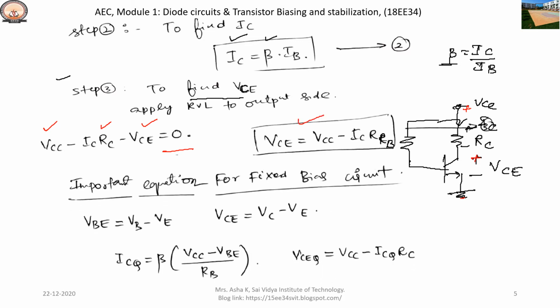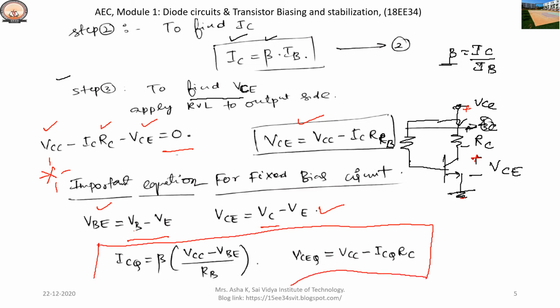Then the important equations you have to remember here are VBE is equal to VB minus VE, the base terminal voltage minus the emitter terminal voltage. Then VCE is equal to the collector terminal voltage minus the emitter terminal voltage. The operating point, that is the output current ICQ, is given by beta times VCC minus VB divided by RB, and VCEQ is given by VCC minus ICQ into RC.